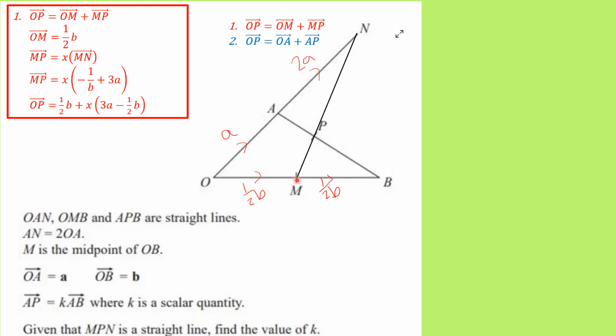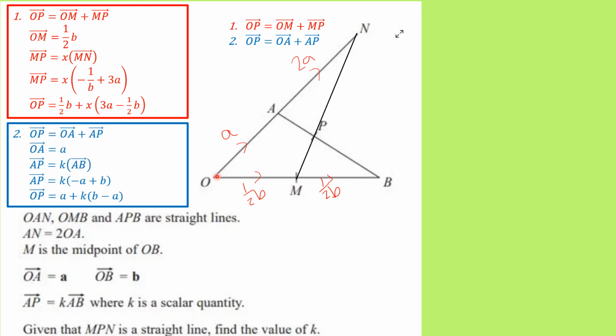Now, M to N, my only route is I can go backwards along this line, so minus a half B, plus A plus 2A, or plus 3A as it is. So that line is minus a half B plus 3A. And this line, therefore, is some scalar of that. So OP, put all of that together, is a half B plus X, and I've just switched these round so the minus isn't at the front, multiplied by 3A minus half B.